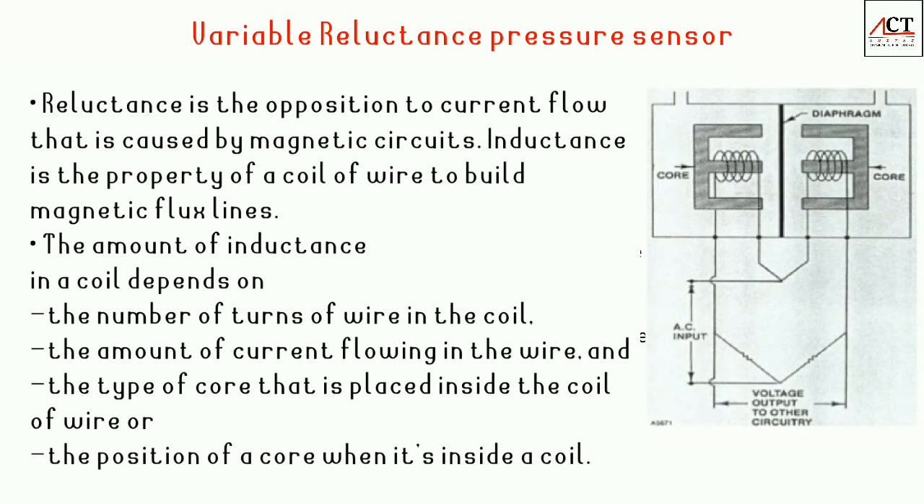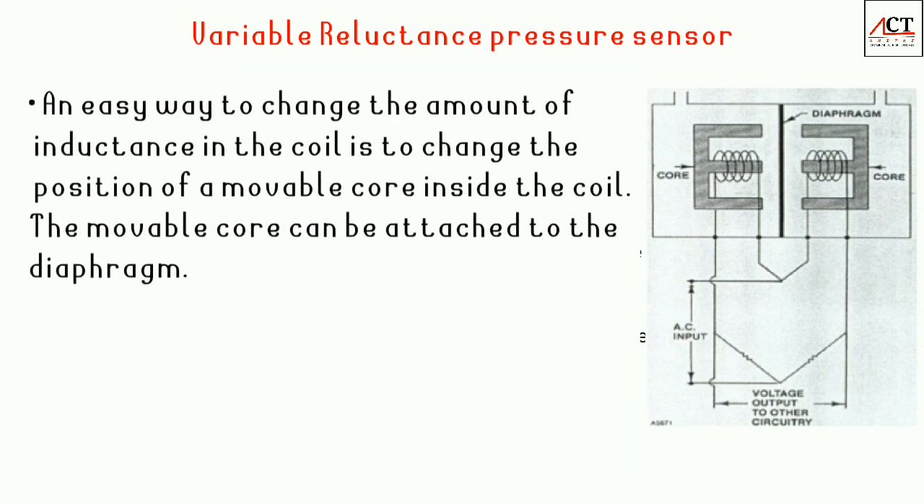Coming to the next, that is variable reluctance pressure sensing. Reluctance is the opposition to magnetic flux lines and is determined here by the air gap present between the two coils and the diaphragm, which is used as a pressure sensing element. Here, inductance is changed by changing the position of the movable core which is inside the coil, and this core can be attached to the diaphragm.